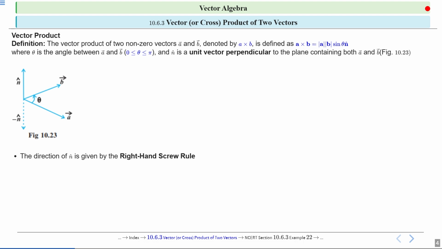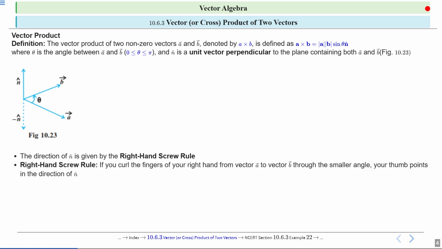But how do we know which way n hat points, right? The direction of n hat is determined by something called the right hand screw rule. This rule helps us figure out the orientation of the resulting vector product, okay? So let's explain the right hand screw rule. If you take your right hand and curl your fingers from vector A towards vector B, moving through the smaller angle between them, your thumb will point in the direction of n hat. This is the direction of the vector product A cross B. It's a handy way to remember which way the new vector points.